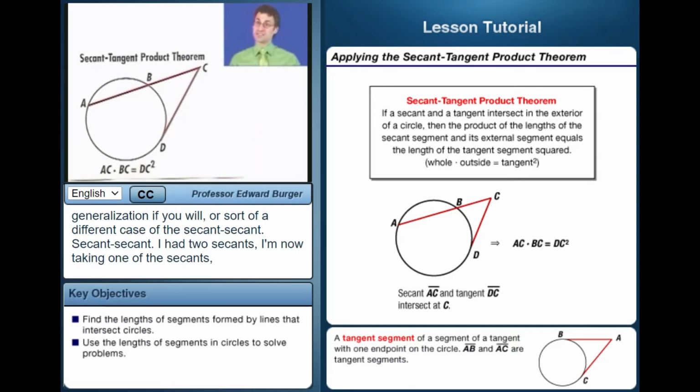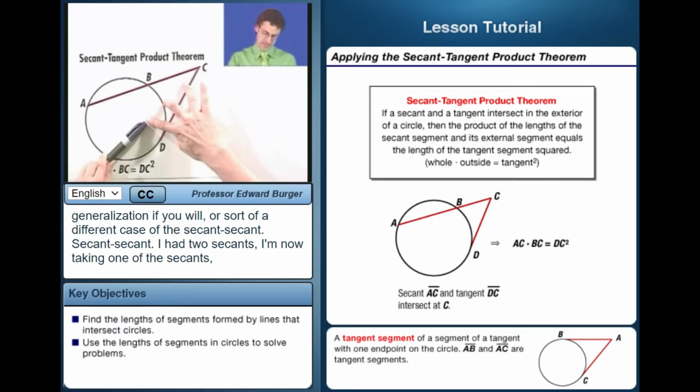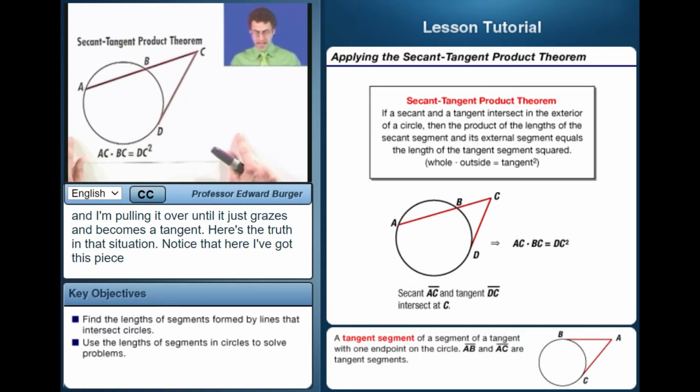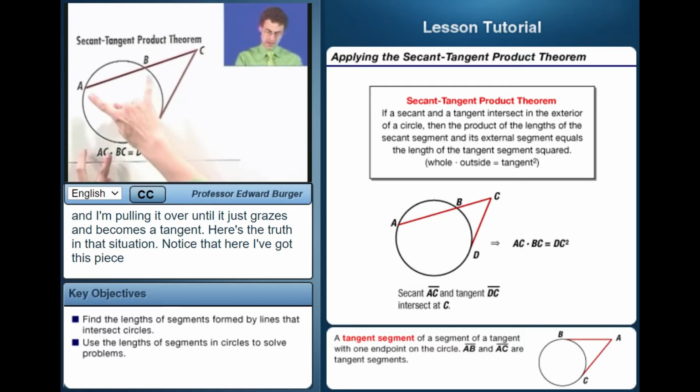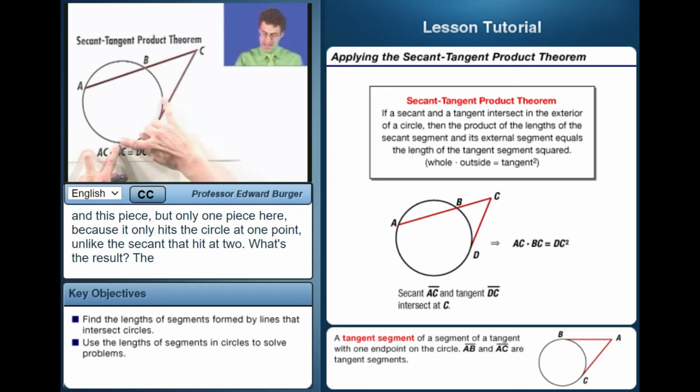of a different case of the secant-secant. Secant-secant said I had two secants. I'm taking now one of the secants and pulling it over until it just grazes and becomes a tangent. And here's the truth in that situation. Notice that here I've got this piece and this piece, but only one piece here because it only hits this circle at one point, unlike the secant that hit at 2.